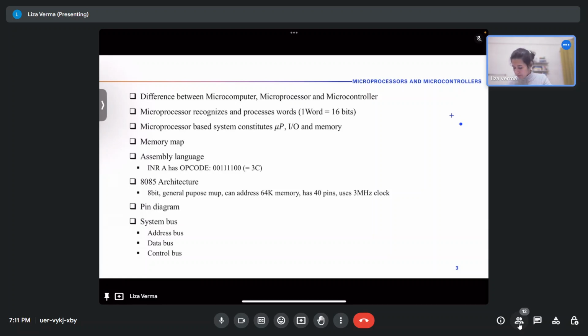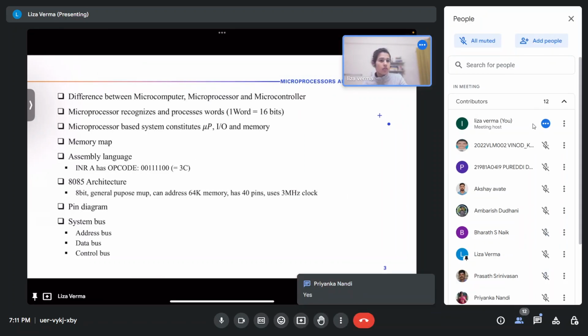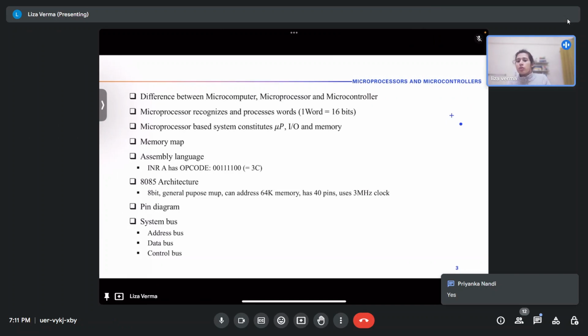So, should I move on? Okay. A microprocessor normally recognizes and processes words, and a word by definition in digital electronics is an array of 16 bits. A combination of 16 bits makes up a word. Next, a microprocessor based system constitutes a microprocessor, IO and memory. IO and memory are not part of the microprocessor. They are peripheral devices. So the next thing is a memory map.